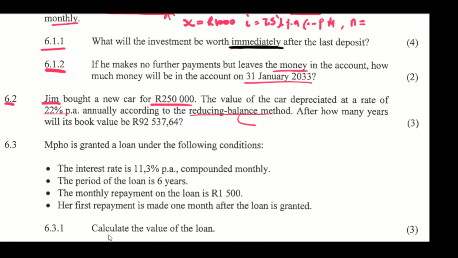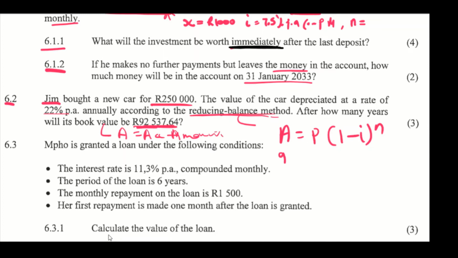This car depreciates, obviously. So after how many years will its book value be this amount here? So the book value, we're talking of A, which is the accumulated amount. We know the formula we're gonna use, but remember this is a depreciation, so reducing balance. This depreciates, so we're just gonna say A is equal to P into 1 minus i, right, to the power n. Please note that we're talking of depreciation here.